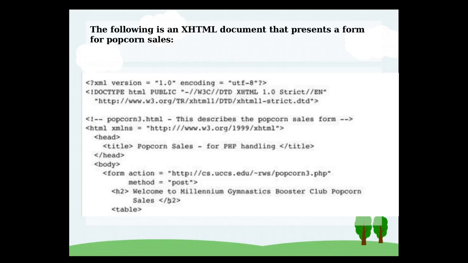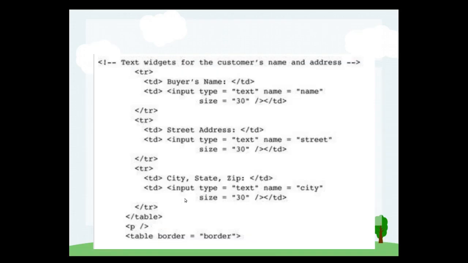So this is some heading information. Welcome to this gymnastics booster club popcorn sales. And then we are going to define a table. The first row of this table is used to accept the buyer's name. Then the second and third rows are used for accepting the address of the customer.